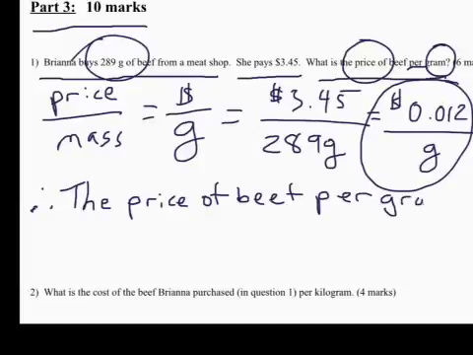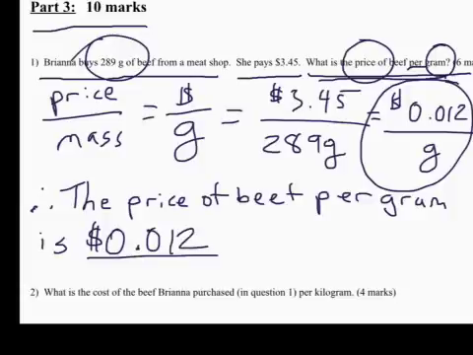Notice that I have just repeated this last question. So I'm making it clear to the reader that I know what I'm talking about, but if they don't understand what's going on, they just have that opportunity to be a little bit more clear about what you've done. So the price of beef per gram is $0.012 per gram.